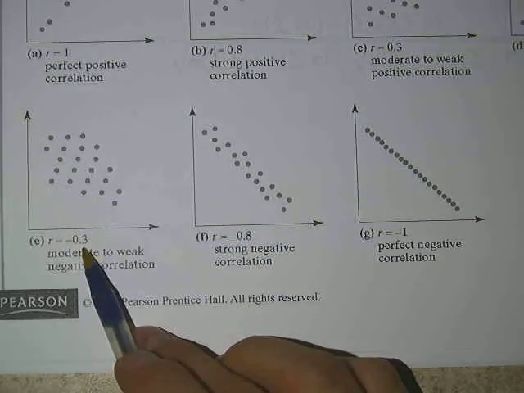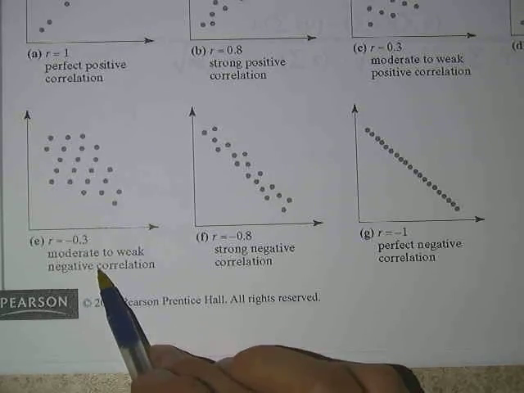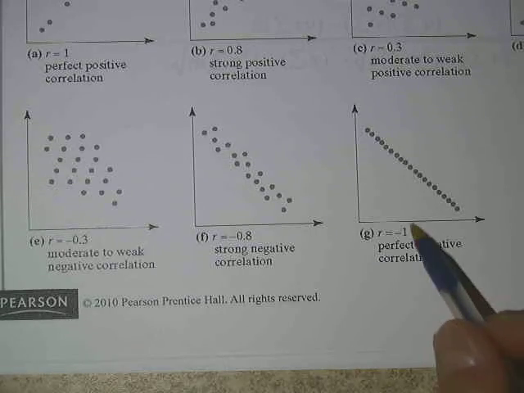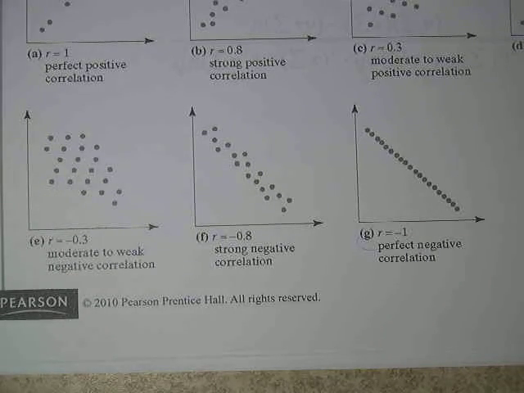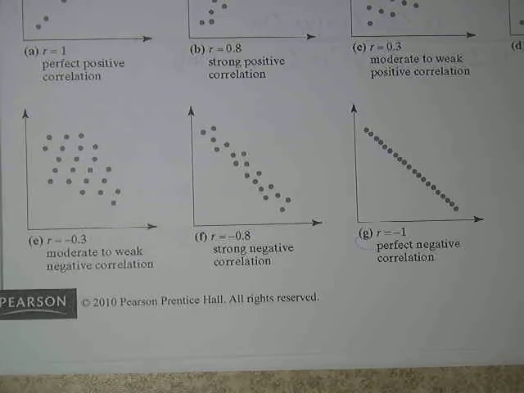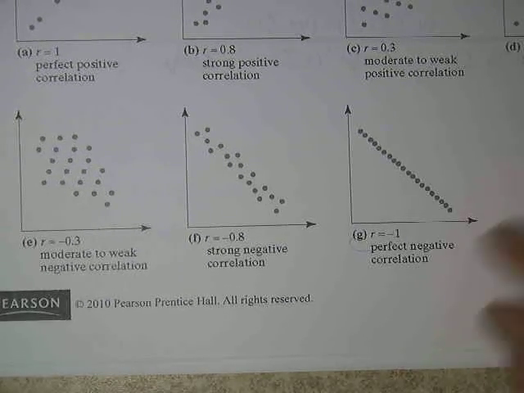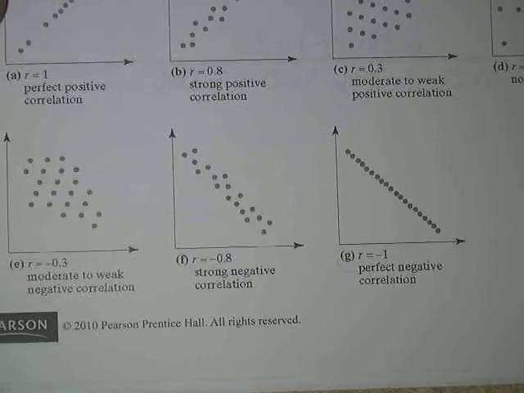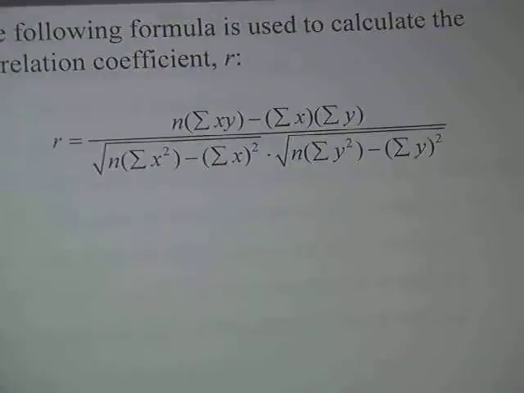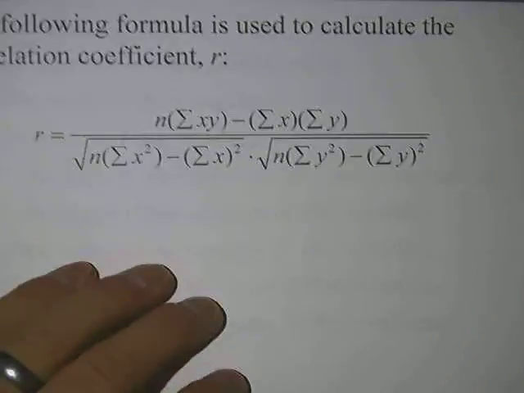Same thing going backward in the negatives. If we have data that seems to be going down but is not very close to a line, we would say it's R equals approximately -0.3. It's moderate to weak negative, and then strong negative, and then finally perfect negative. And notice the perfect negative has a -1 as the R value. So the closer to 1 we are, the better the correlation. The closer to -1 we are, the better the negative correlation.